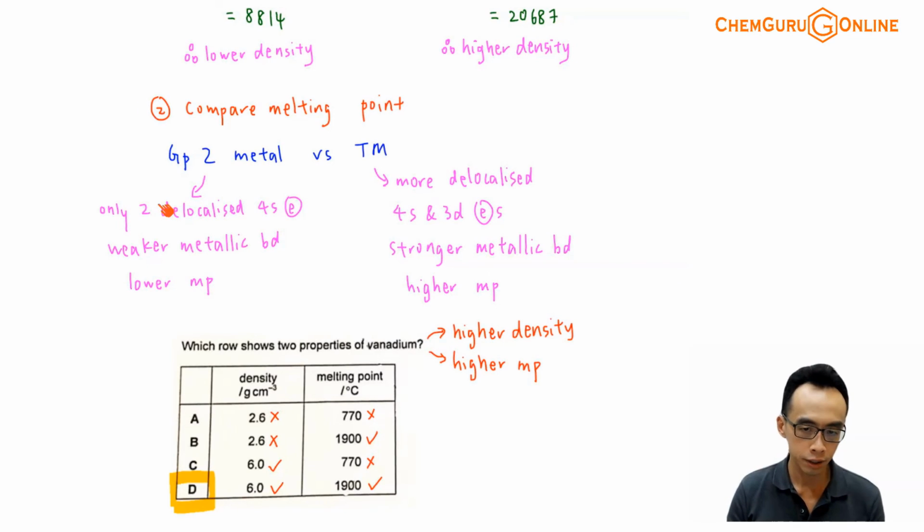So the conclusion is that I expect vanadium as a transition metal to have a higher density as compared to group 2 metals and a higher melting point as compared to group 2 metals. If I consider options A, B, C, D, of course, I want the density to be higher, 6.0, and I want the melting point to be higher, 1900. So my best answer for this question, of course, will be option D.